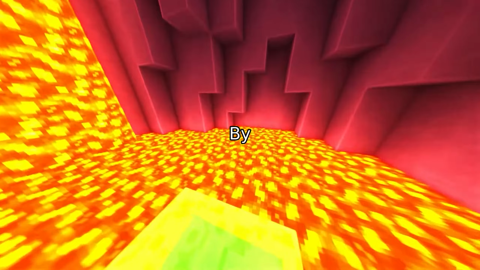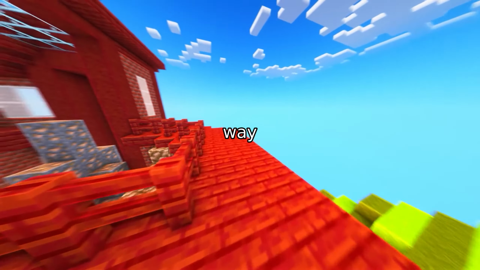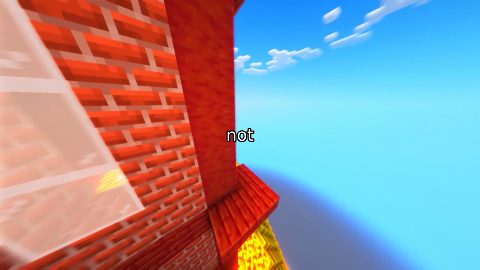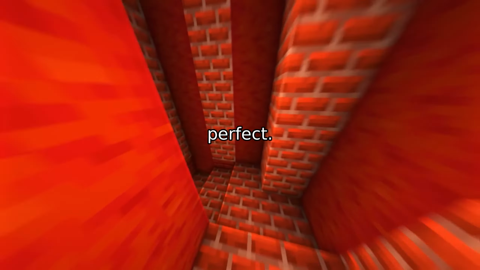What's the takeaway? By blending Bayesian reasoning with adversarial thinking, DRBC offers a smarter way to navigate uncertainty. It's not about being overly cautious. It's about building strategies that hold up even when your assumptions aren't perfect.